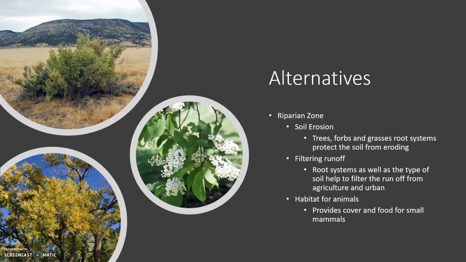For the riparian zone, which would be 75 feet up from the creek, we'll need to be able to protect against soil erosion into the creek, because when it does that, it will clog it for the cutthroat trout and will draw down on the amount of water that's in the creek. We'll also need the root systems to help filter the runoff and the rainwater from agriculture and urban lawns. And the native plants will also help with providing cover and food for the small animals that live in the area.